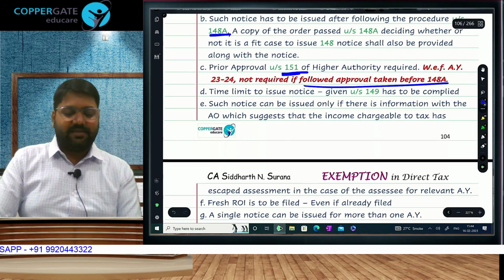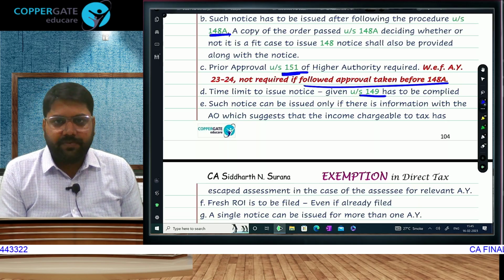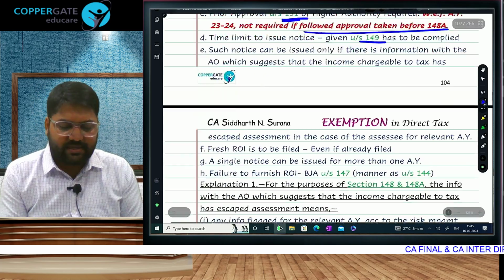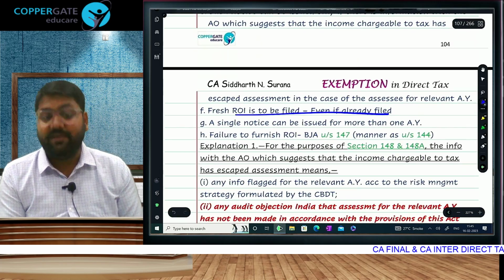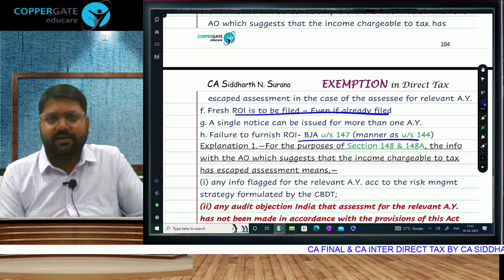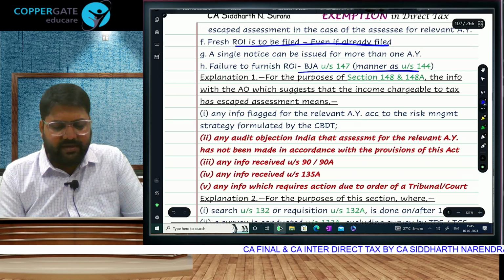So that small amendment as a clarification has taken place. Obviously, the section 149 time limit has to be complied with, and if there is any income escaping assessment, then the AO will take action on that. A fresh return has to be filed. Even if already filed, failure will result in best judgment assessment, and you can get a single notice for multiple assessment years also. What are the explanations that are given here?